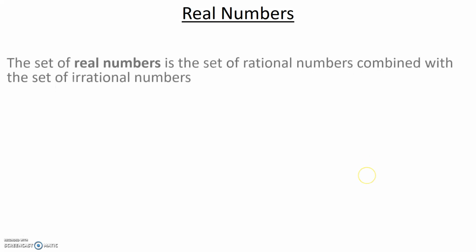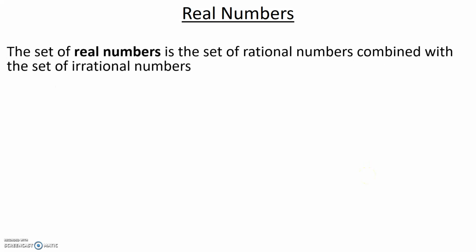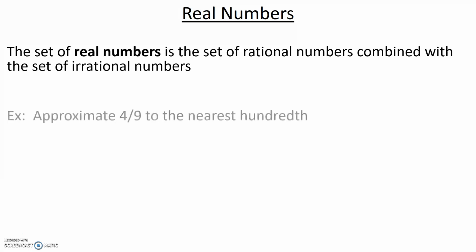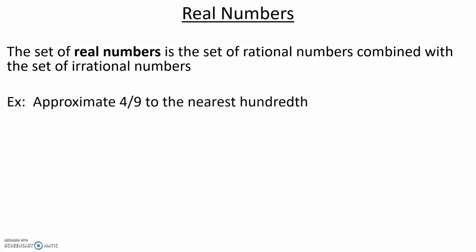Now, the set of real numbers is a set of rational numbers combined with a set of irrational numbers. Some examples: approximate 4 over 9 to the hundredths place. To do so, you will take 4 divided by 9 in a calculator, and you would round it to the hundredths place, which means to 2 decimal places.